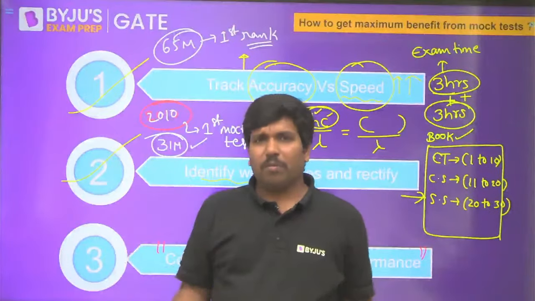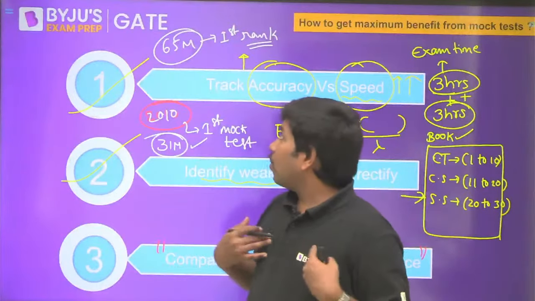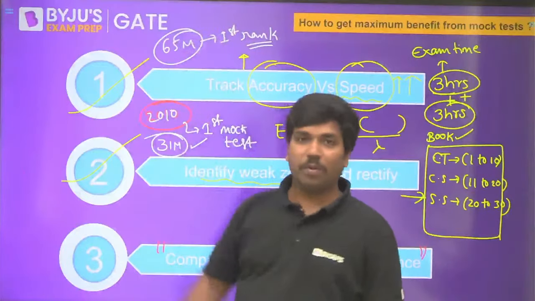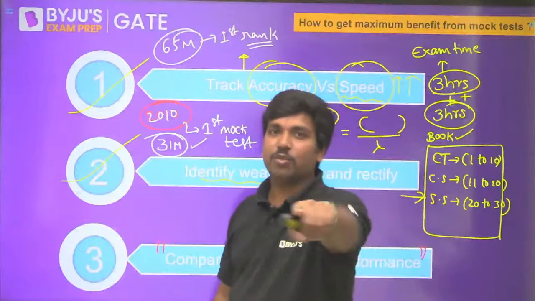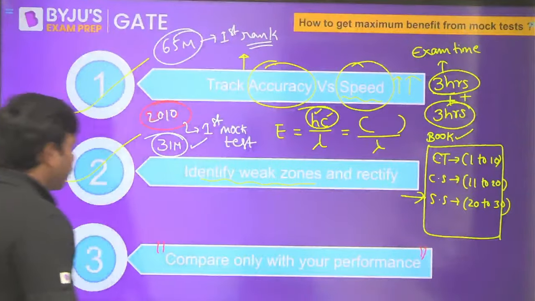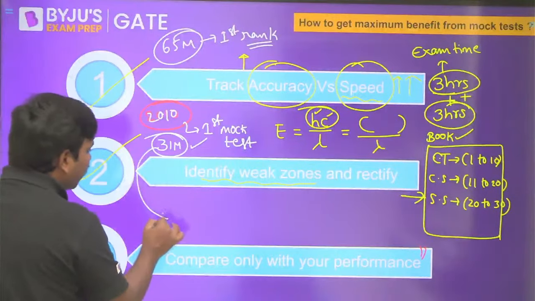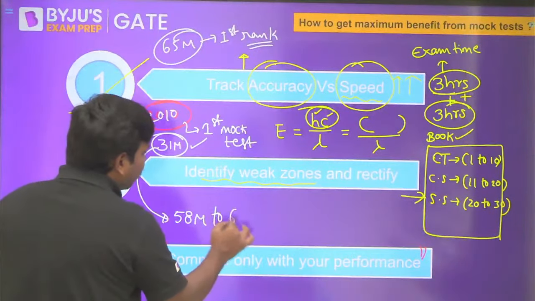But no problem for me. For me, what is the importance? I am never worried about how to cross this 65 marks. For me, I need to cross this 31 mark in the next mock test. That is my priority. Trust me, after writing around 4 to 5 mock tests, my score naturally improved to around 58 to 60 marks. I have followed the same thing.